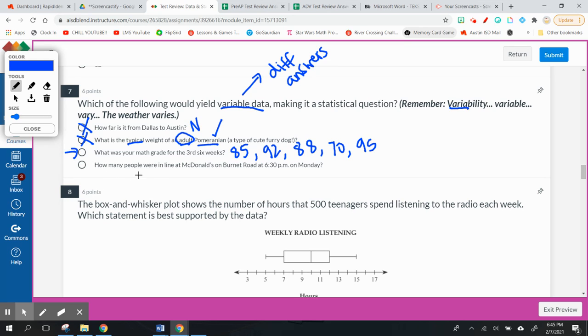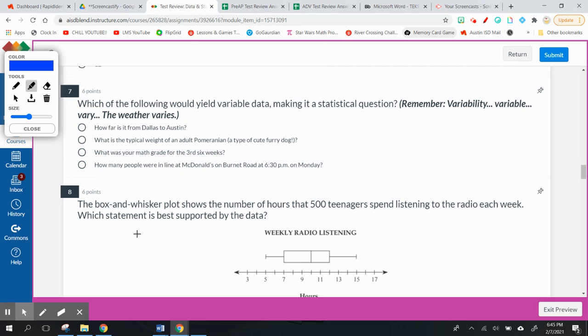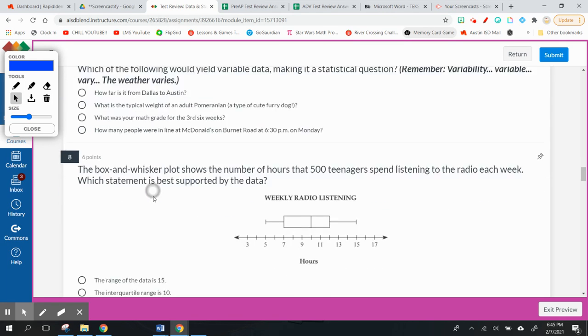All right, how many people were in line at McDonald's on Barnett Road at 6:30 p.m. on a Monday? That is very specific. McDonald's, Barnett Road, at this exact time, we're going to get one answer because that's very specific. So our answer for this one is indeed going to be your grades for this 6 weeks. If we ask that to everybody, we would get so many different answers. All right, let's move on to question number 8.